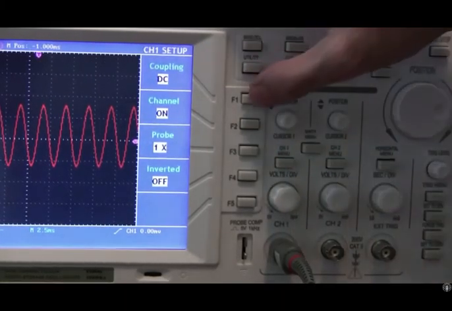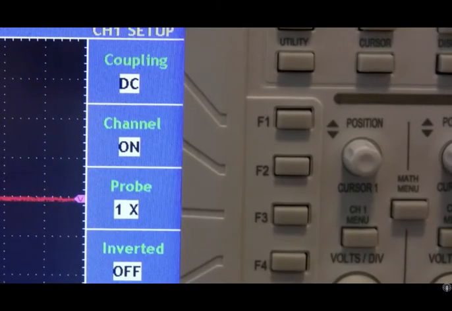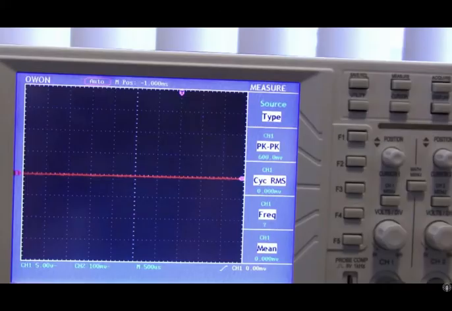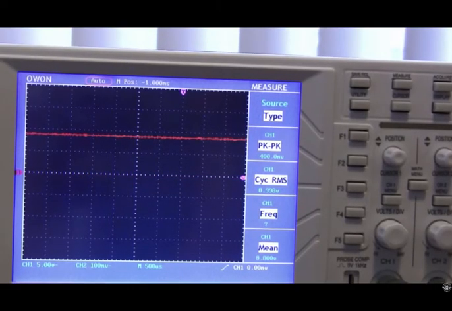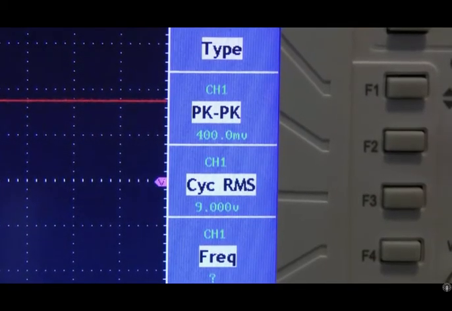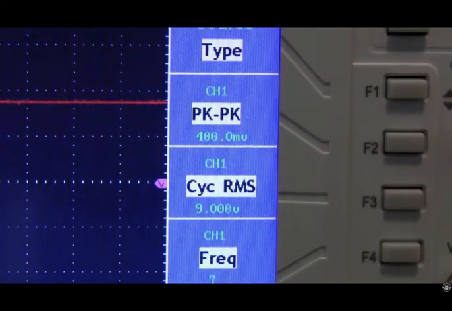DC coupling is generally what you want to use for most circuits because it'll allow you to view most DC voltages. For the sake of example here, I'm going to hook up my probe to a 9-volt battery. You can see how the line jumped up to show the presence of a DC voltage. If we count the number of vertical divisions, we can see that the voltage being shown is roughly 9 volts. Also, since I have a digital oscilloscope, I can see that it's doing the measurement for me.